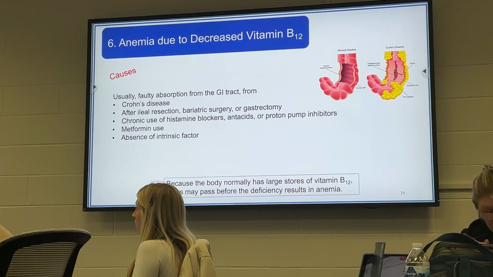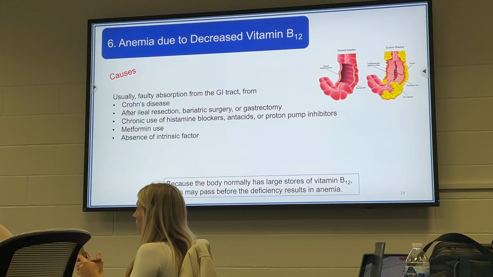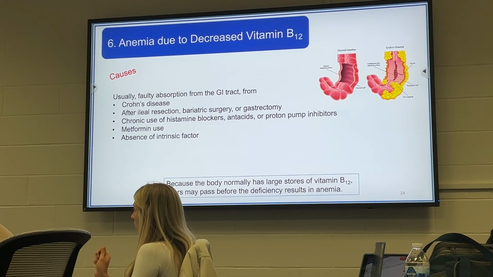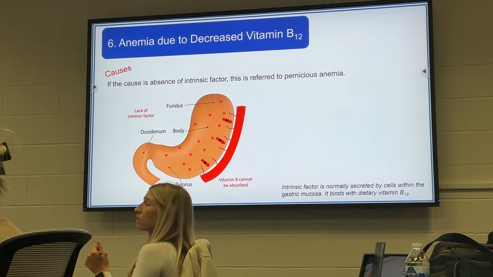Absence of intrinsic factor is you were never born with a factor that absorbs your B12. The other cause is you had something that occurred as a patient that caused you to have low absorption. The bottom bullet is you never had the factor to begin with to absorb your B12. When that is the case, that's called pernicious anemia.